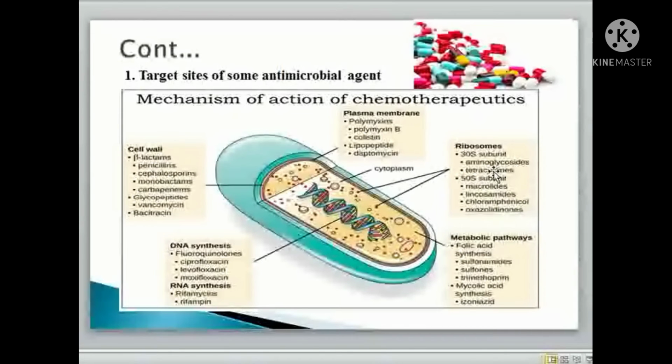Sulfonamides and trimethoprims may interfere with folic acid synthesis and finally may result in the inhibition of the metabolic pathways. And some drugs like fluoroquinolones and rifampicins may interfere with nucleic acid synthesis.